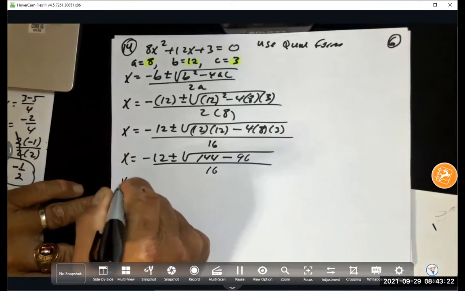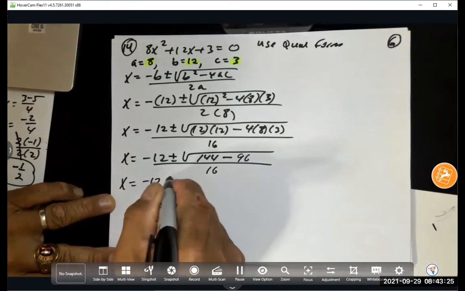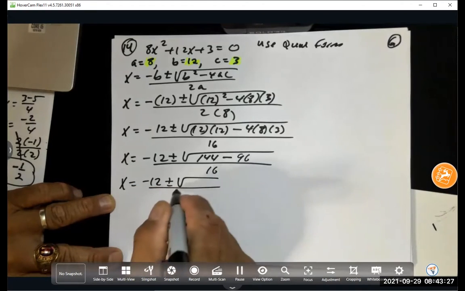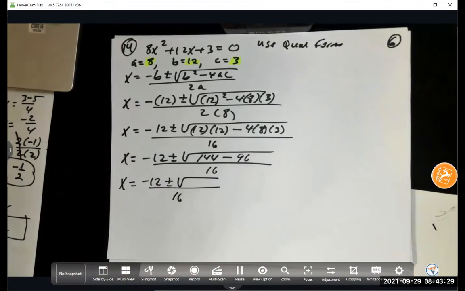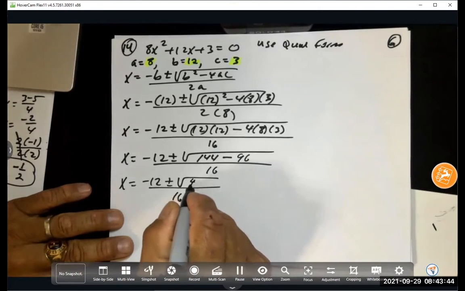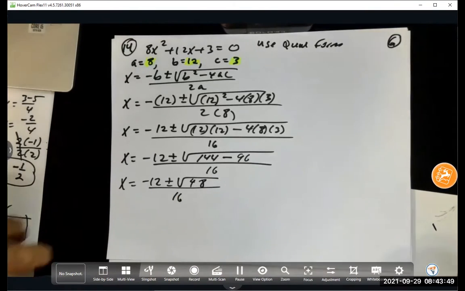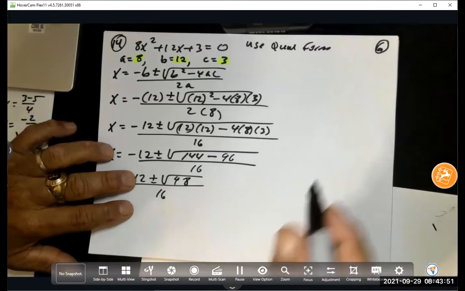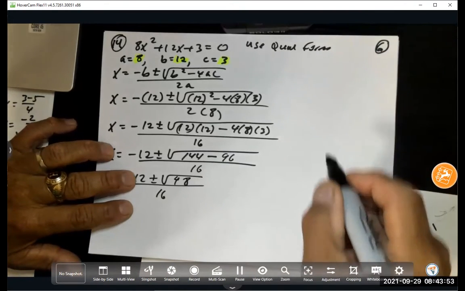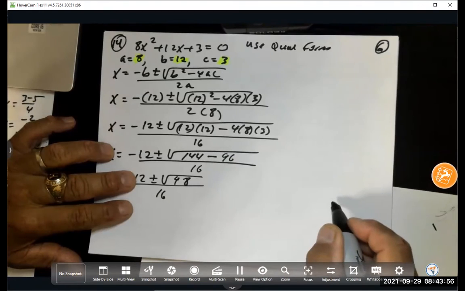And you subtract those two numbers. You tell me. I think that's right. Okay, plus or minus the square root of 48. 48. Okay. All right, so now I'm going to show you what I'm going to have to do with this 48. Let's do it right here.